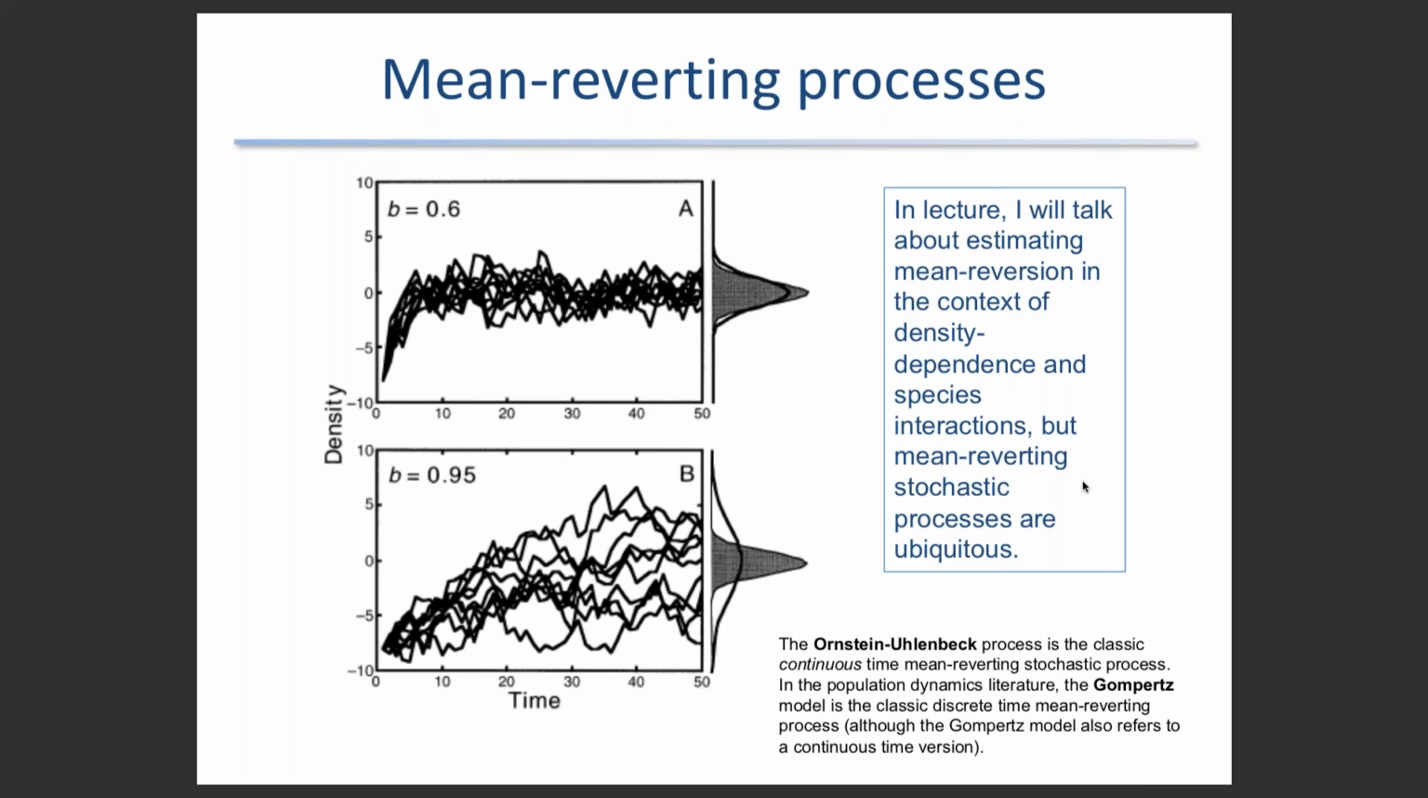The classic mean reverting process in the physics literature is the Ornstein-Uhlenbeck process. And the Gompertz that we'll be studying is a discrete time version of that. It's not really a version because it's discrete time, but it's sort of the analog of the classic mean reverting process, but in the discrete time realm.